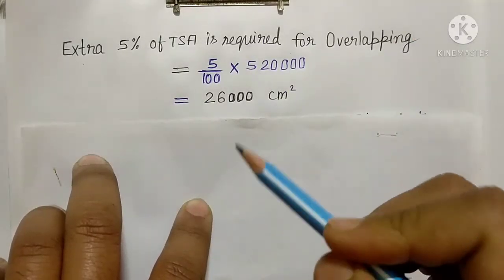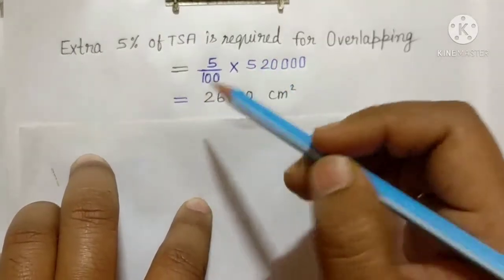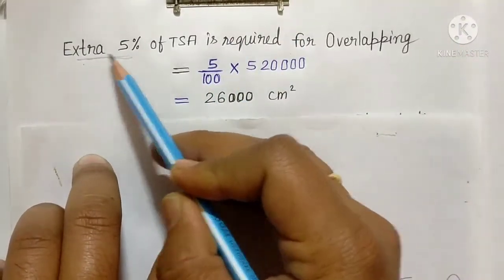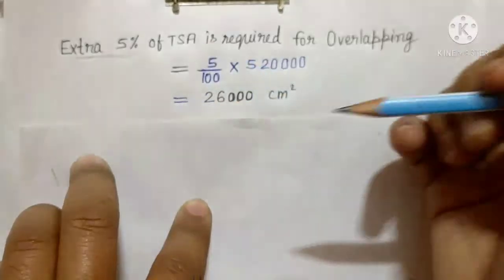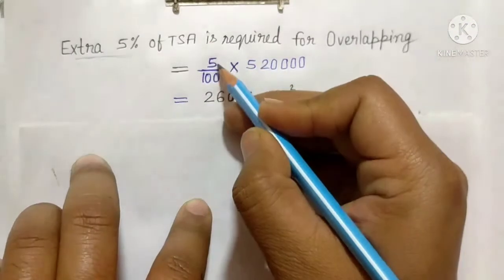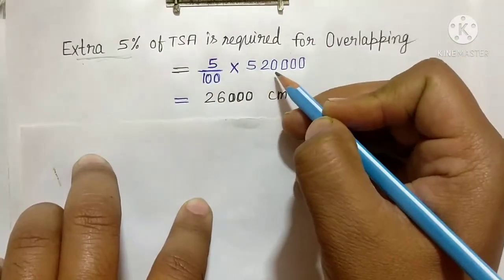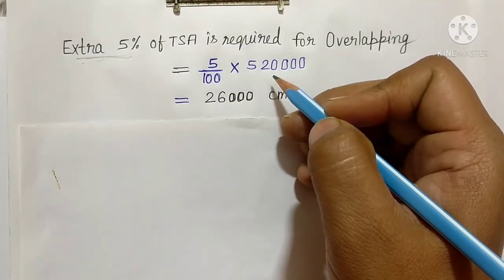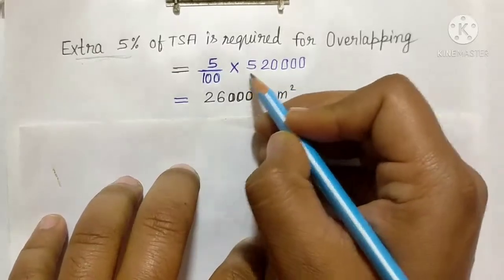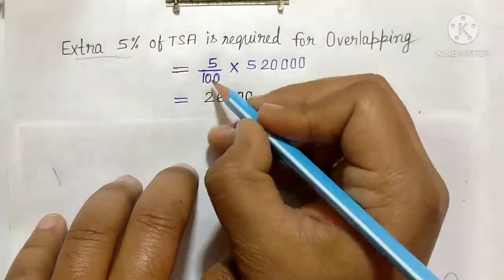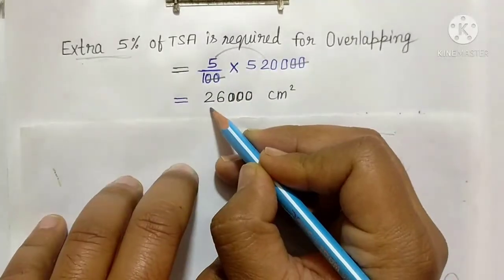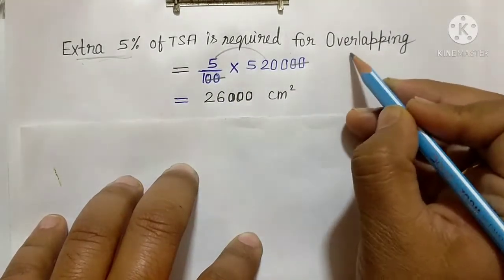Now in the question they have given that 5% of the total is required for the overlapping. So this extra 5% we have to find out, and then we have to include it in the required cardboard area. So 5% of what? Total area, which we found by adding the smaller and bigger box dimensions. So we got how much? 5,20,000 multiplied by 5 upon 100. So we can cut this one and we can multiply. So it comes 26,000 centimeters square. This is the area of overlapping.